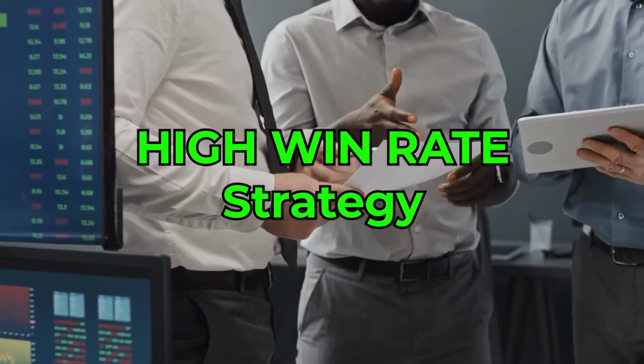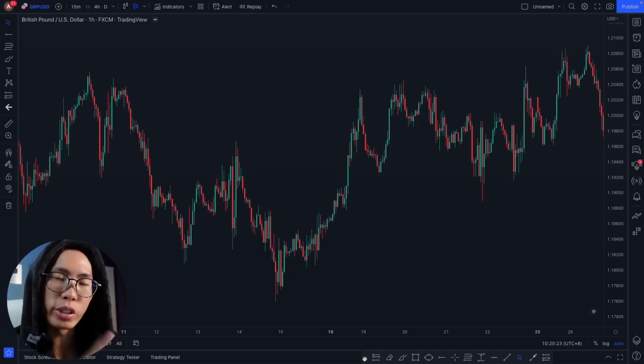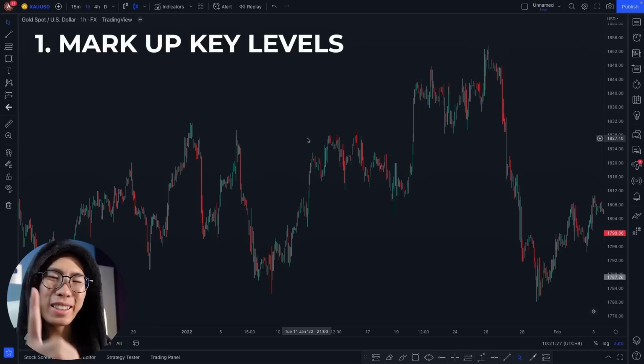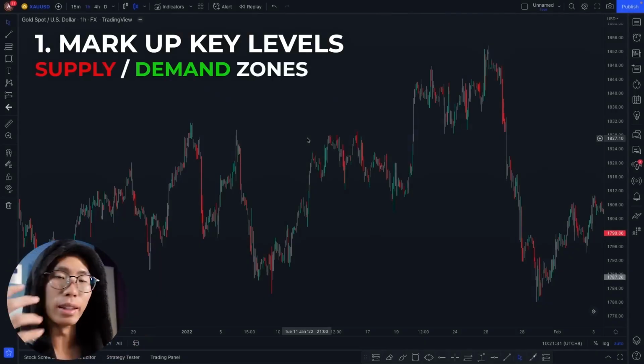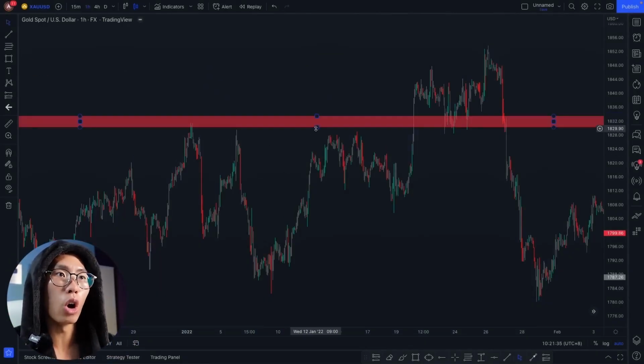Now let's combine whatever we just learned, and I'm going to show you a high win rate smart money trading strategy. So for this strategy, make sure that you are using a higher time frame, like the 1 hour time frame. The first thing before you do anything is that you want to mark up your key levels or supply and demand zones by finding where price is reversing or respecting.